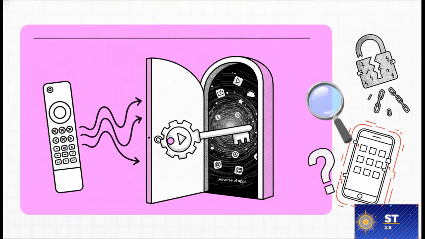Now, this whole process has a name. It's called sideloading. And honestly, it's the number one reason people really love how flexible Fire TV devices can be. It just opens up a whole new universe of applications. Downloader is literally the key that unlocks that door, which is why it's so jarring when it's suddenly missing.